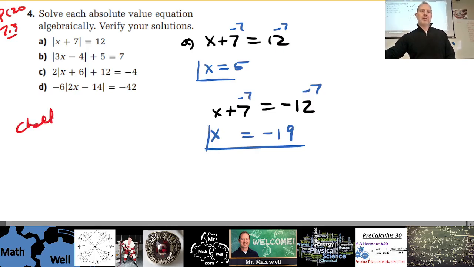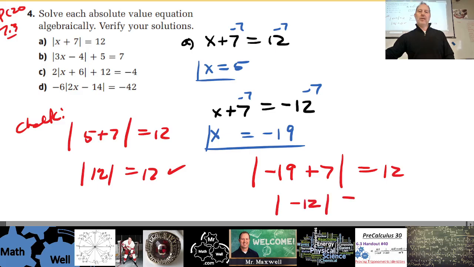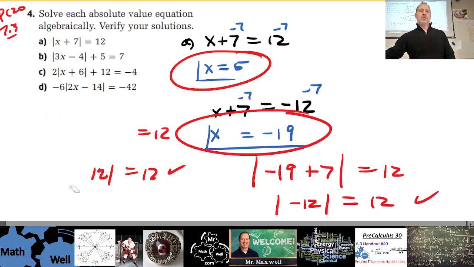As we check that, I'm going to do absolute value of 5 plus 7 equals 12. Well, this is the absolute value of positive 12, which is equal to 12. That's true. The other one would be the absolute value of negative 19 plus 7 is 12. And this is the absolute value of negative 12 is 12, and that is also true. So these are two solutions to our equation there. Okay? So that's an easy one maybe. That's probably entry level.